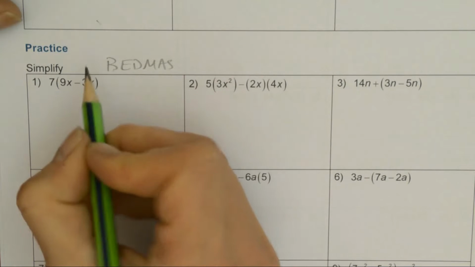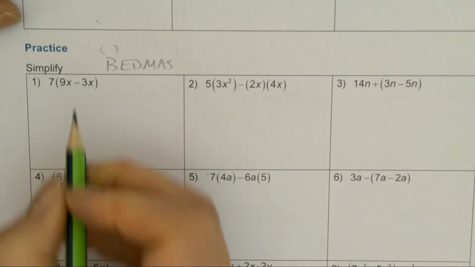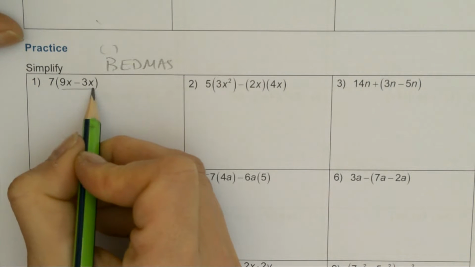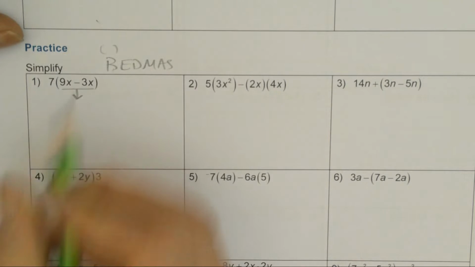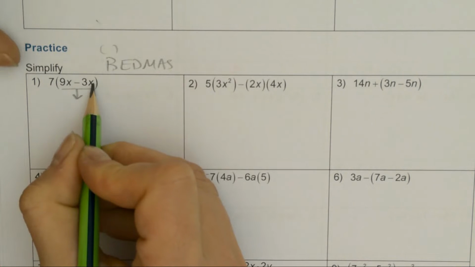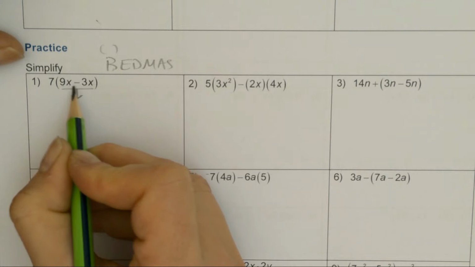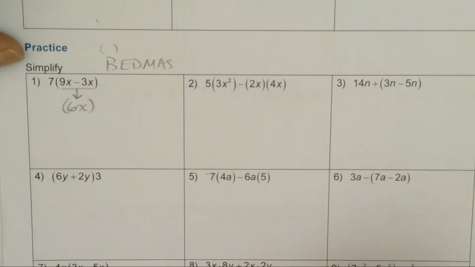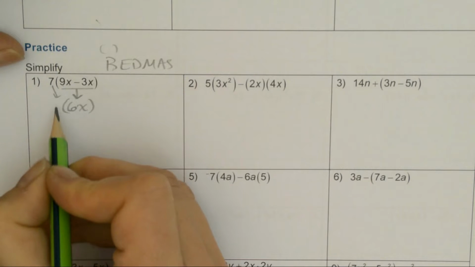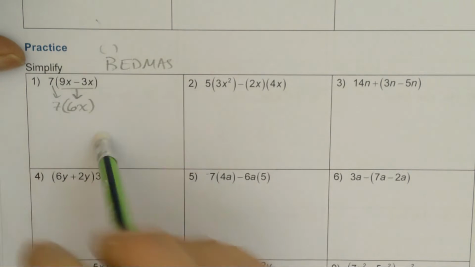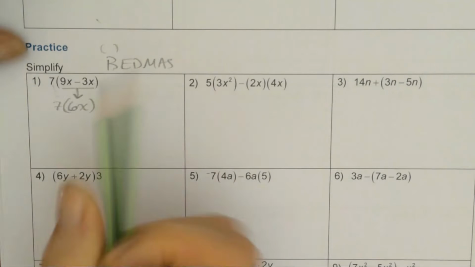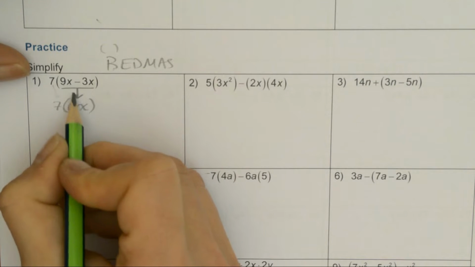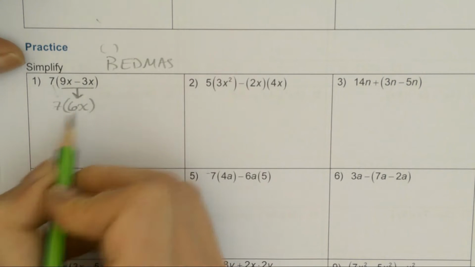So B, inside the brackets. So here we have brackets, and inside, because this has an x and this has an x, they are like terms. So I can go 9x subtract 3x is 6x. Keep your brackets, and then copy the 7 down. So what I want you to do, that's the same as me, underline these, put the arrow to show that's what you did to get the 6.